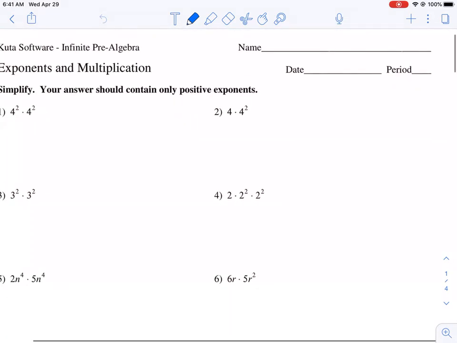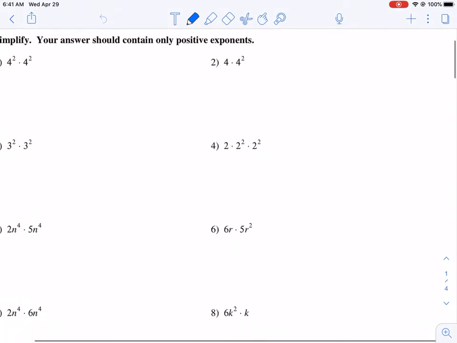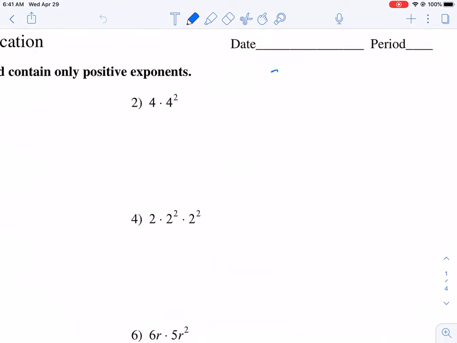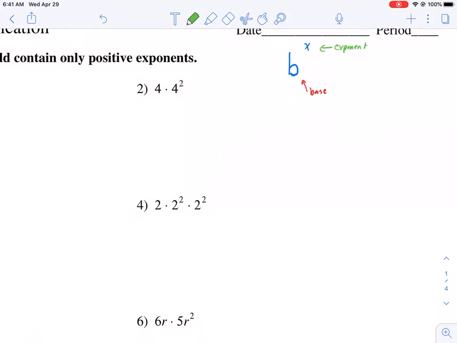Now it's asking to simplify. And here we're talking about exponents and multiplication, and we need to understand the components of an exponent. So with exponents, we have something that's called, let's change it to b. So the b would be our base, and then the x is our exponent. As long as the bases are the same, you can multiply like bases together. So looking at number 2, we see that we have a base of 4 and a base of 4. So we can multiply these two together and simplify.